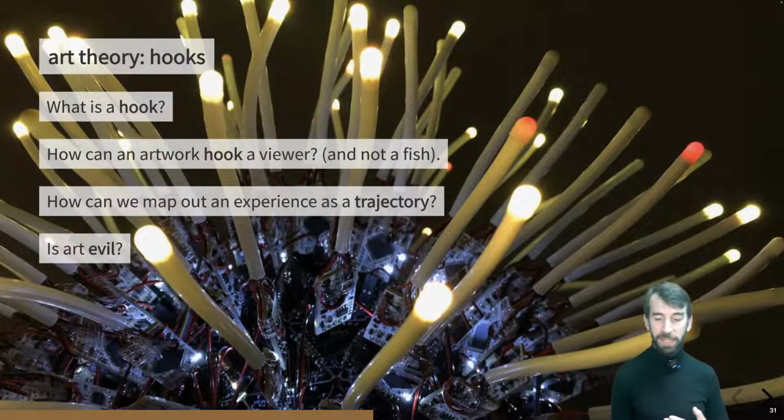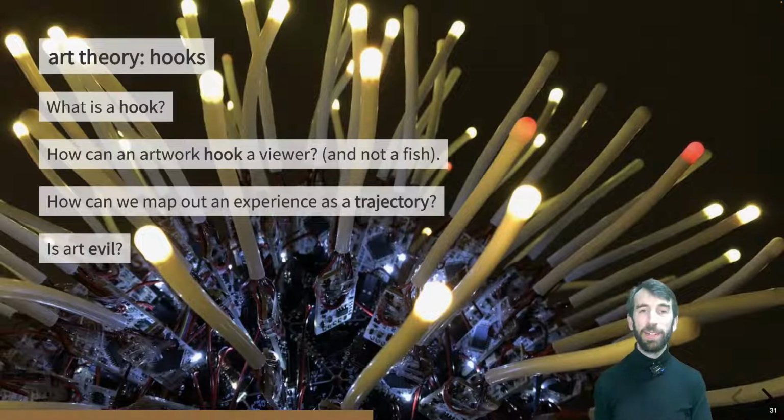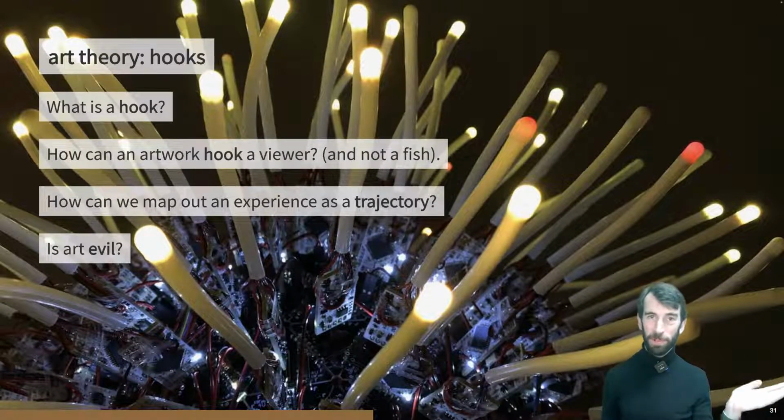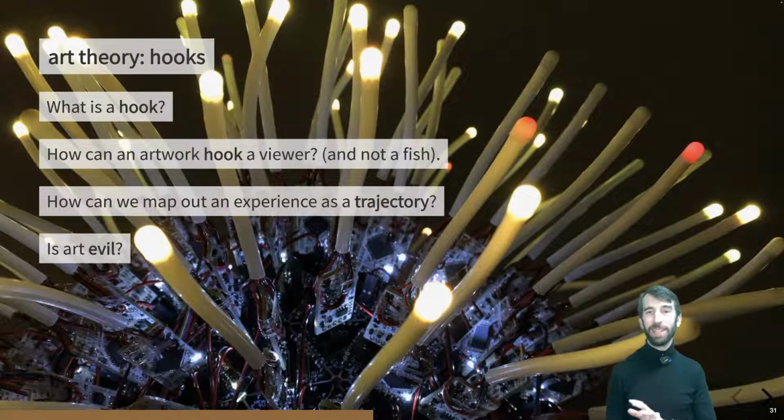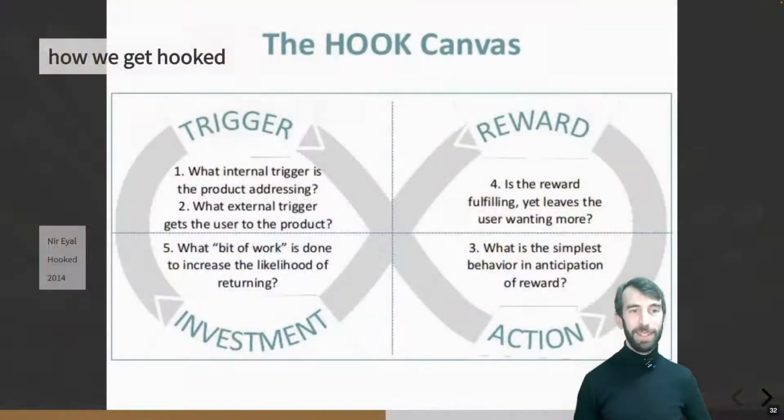One way of thinking about this is an art theory concept called a hook. So what is a hook? How can an artwork hook a viewer and not a fish? We talked about fish before, now we're going to talk about viewers. How can we map out an experience as a trajectory through a story? And does this make art evil? These are the topics for the next few minutes.